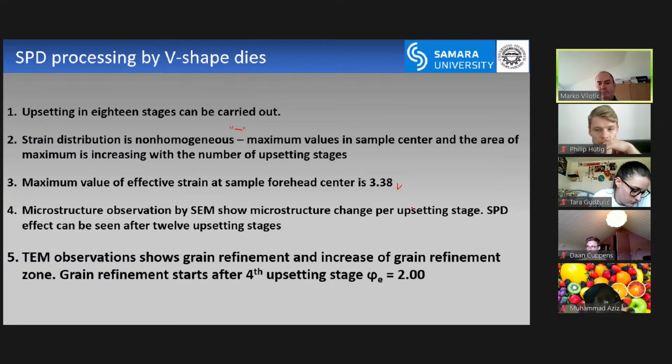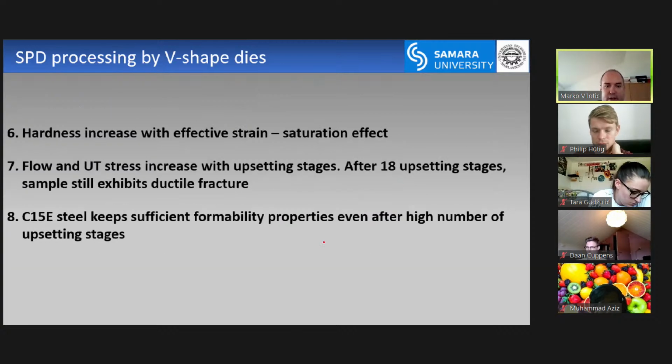Microstructure observations show microstructural change. This is very important, again, because we didn't know at that time if this method was going to be successful or not. And you can see a pronounced SPD effect after 12 upsetting stages, and that's pretty much it. The hardness is the highest at the center, and we get this separation effect. Flow stress and ultimate tensile stress increase with upsetting stages. And C15E kept sufficient formability properties even after a high number of upsetting stages.